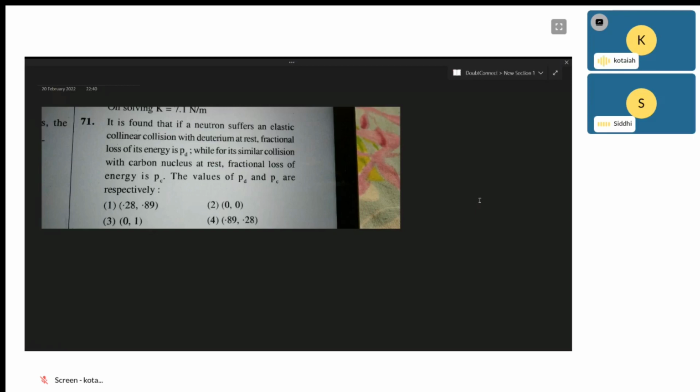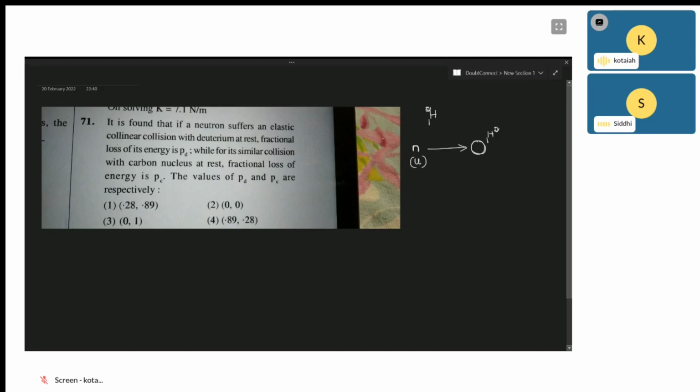Now the question is, it is found that if a neutron suffers an elastic collinear collision with deuterium at rest. So deuterium means H12, right? Here one deuterium is there, nothing but H12. It is at rest. Here one neutron is there, moving with some velocity. Let's take the velocity is u. So velocity of neutron is u, and it is going to hit the deuterium.